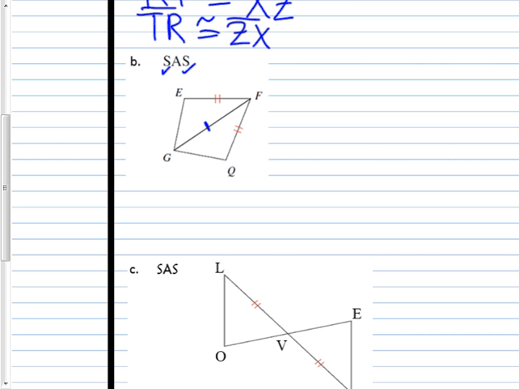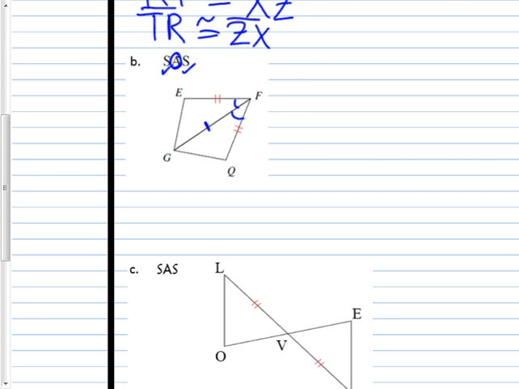So what's missing is the angle. We're missing the included angle. It can't be this angle or that angle because they're not included. It's not between the two sides we already have. We need the angle that's between the two sides we already have. So we need this angle and that angle. I drew the congruence marks slightly apart so you can see it's two different angles.